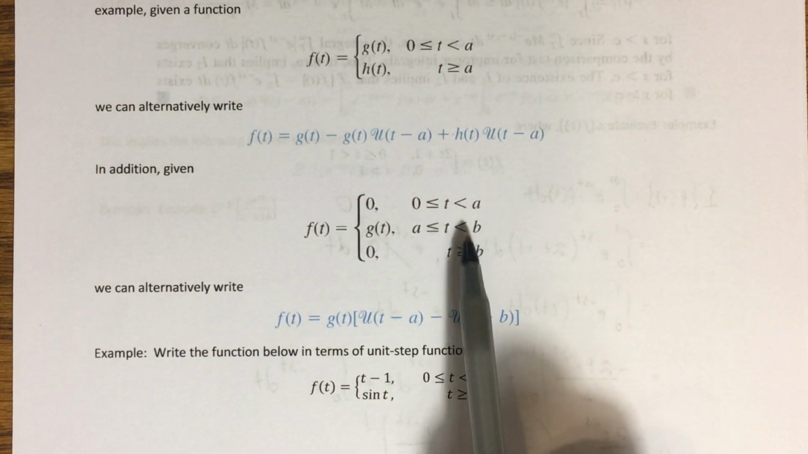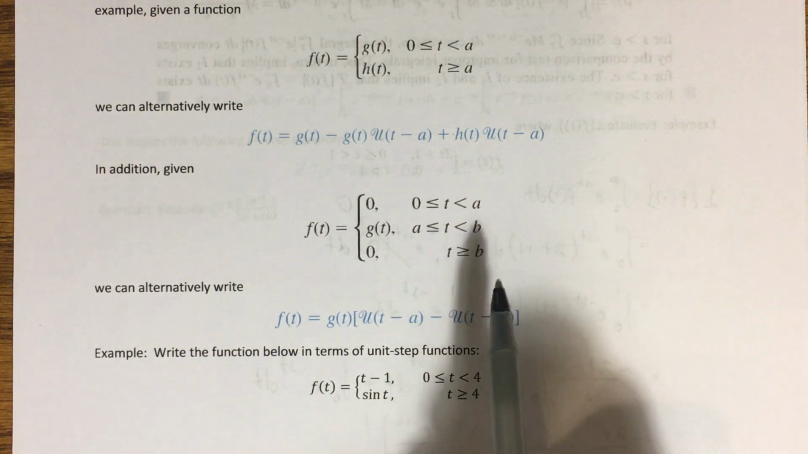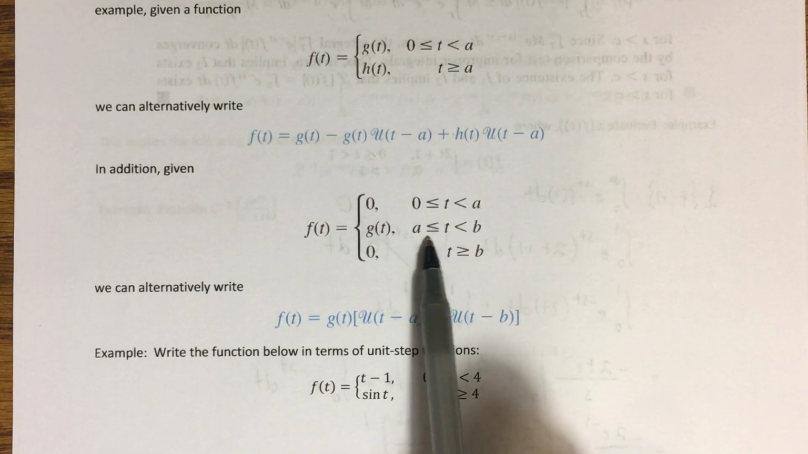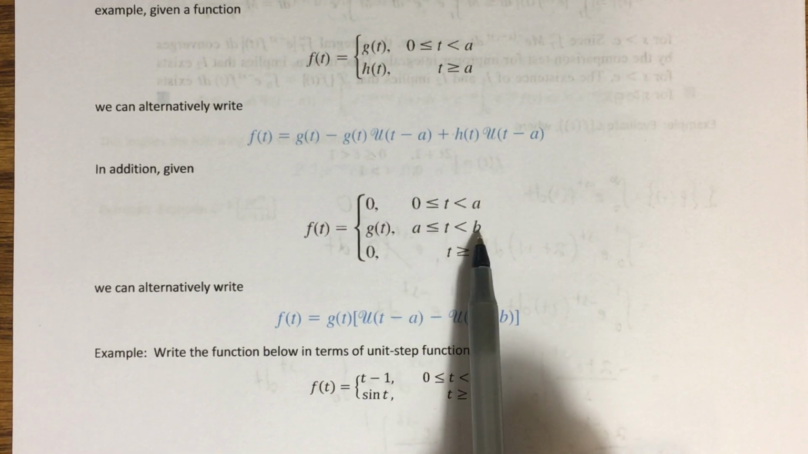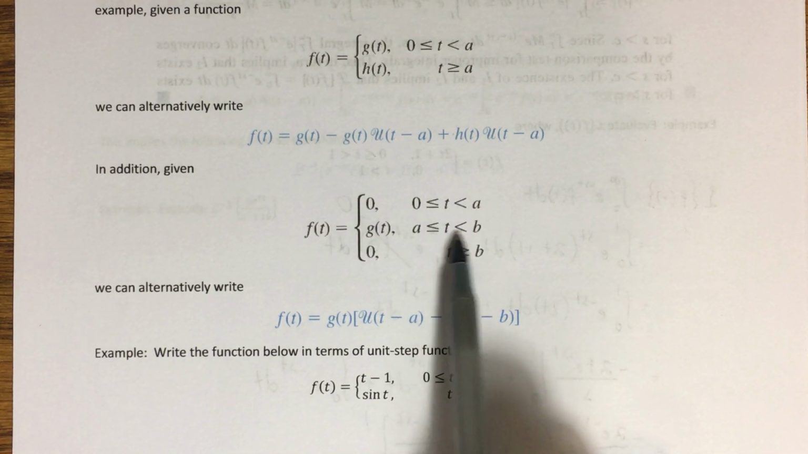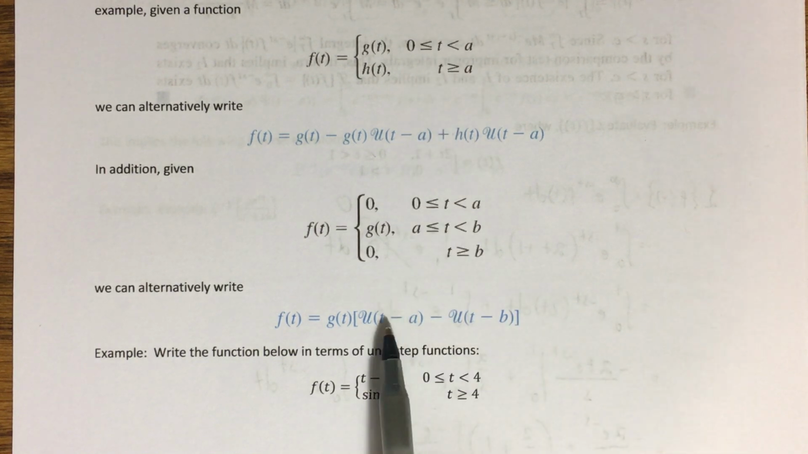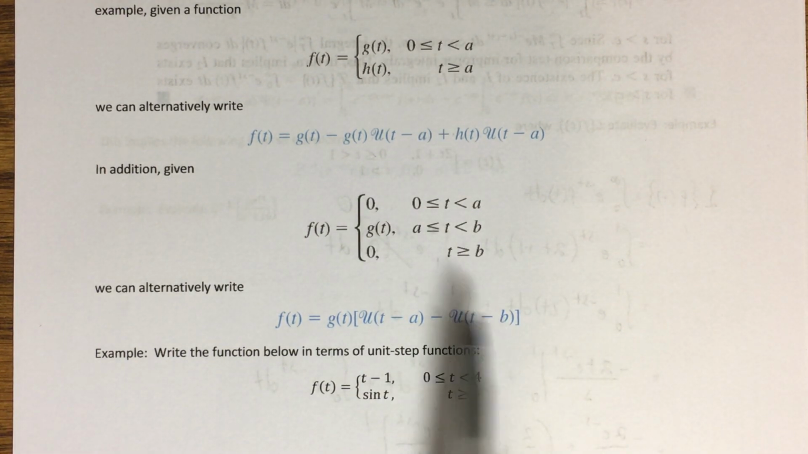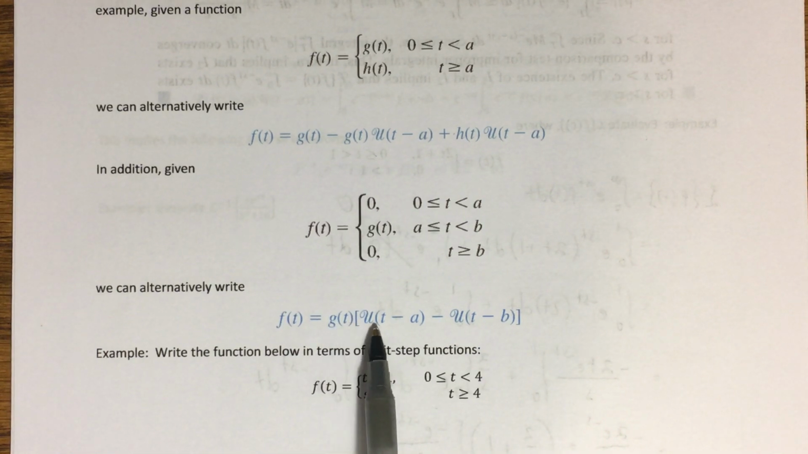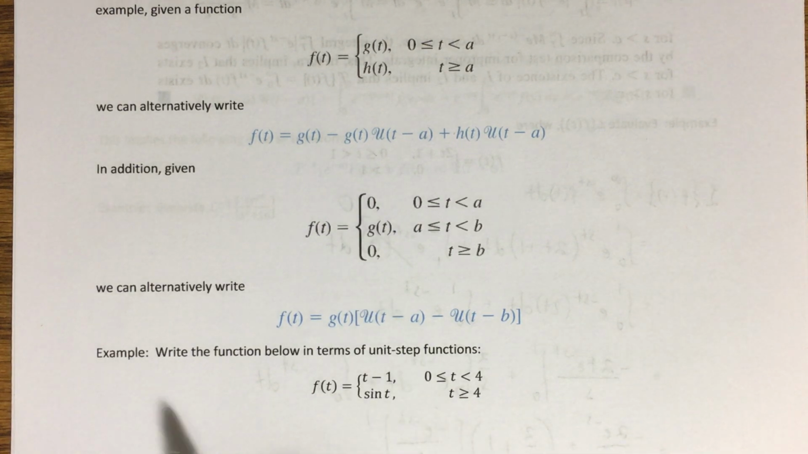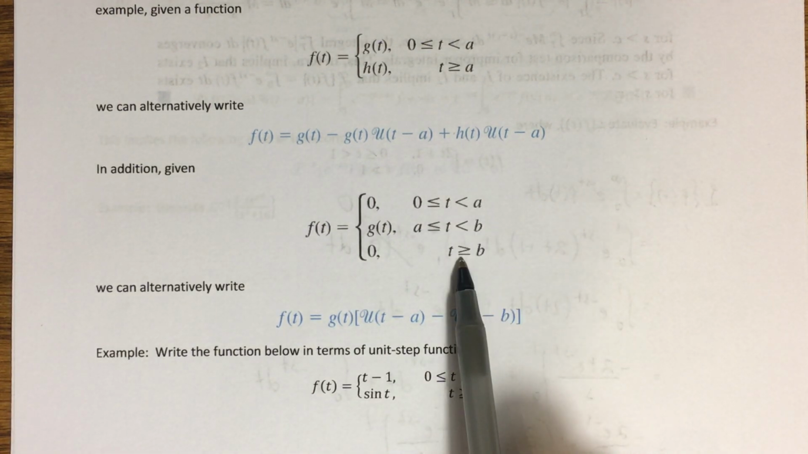Now we have three different restrictions on our domain to consider. Let's suppose for a second that t is between 0 and a, specifically, t is less than a. Notice that by the way this is written, it's implied that b is greater than a. So if t is less than a, then it's also less than b, which implies that both of these unit step functions would equal 0. In that case, f of t is equal to g of t times 0 minus 0, which would just equal 0.